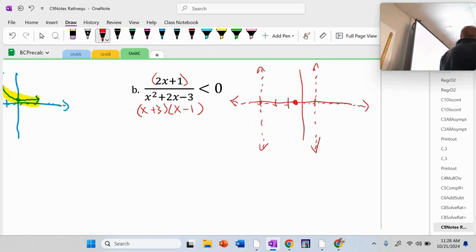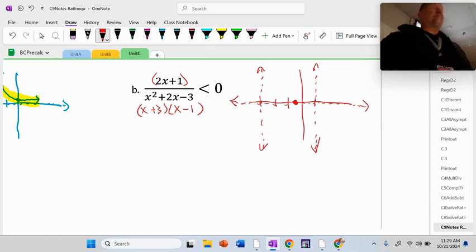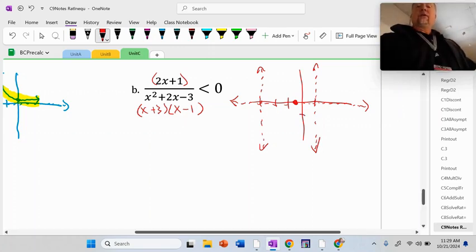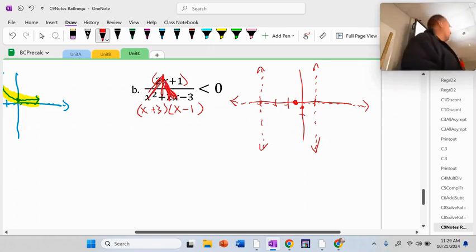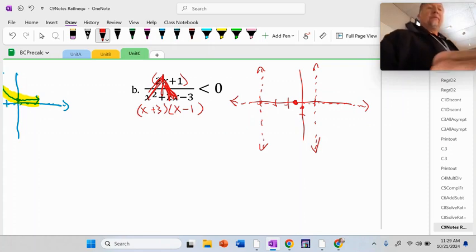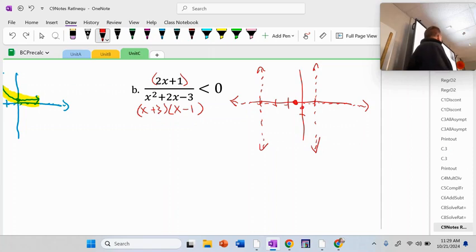Okay, y-intercept, I plug in 0 for x. That covers up all the x's. And then I'm left with 1 over negative 3. Do you agree? Right? 0 comma negative a third. All right. So when I find x-intercepts, I plug in 0 for these. That's what's left over. That's for the movie people. The movie people. Your brain has to be able to figure that out.